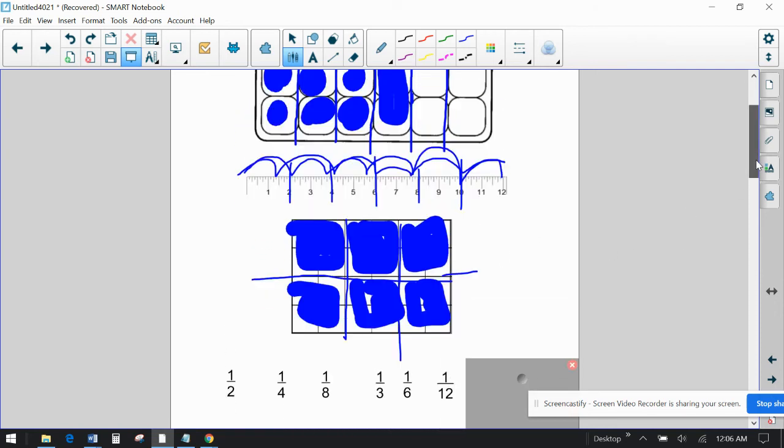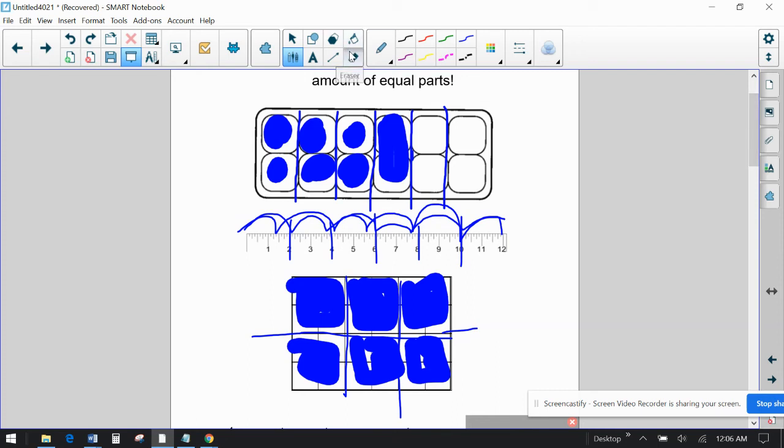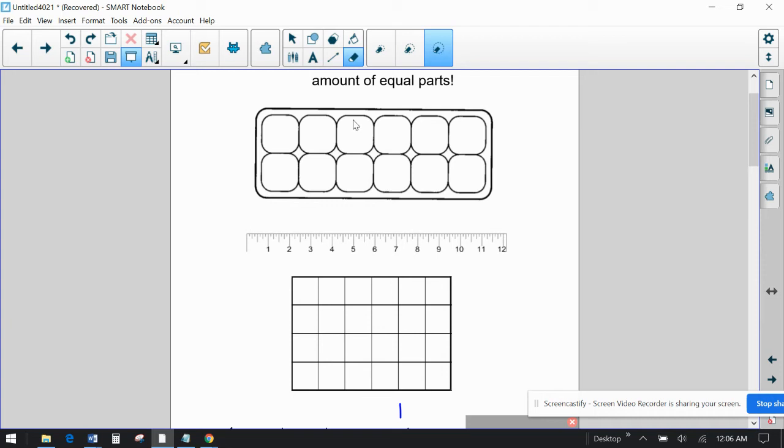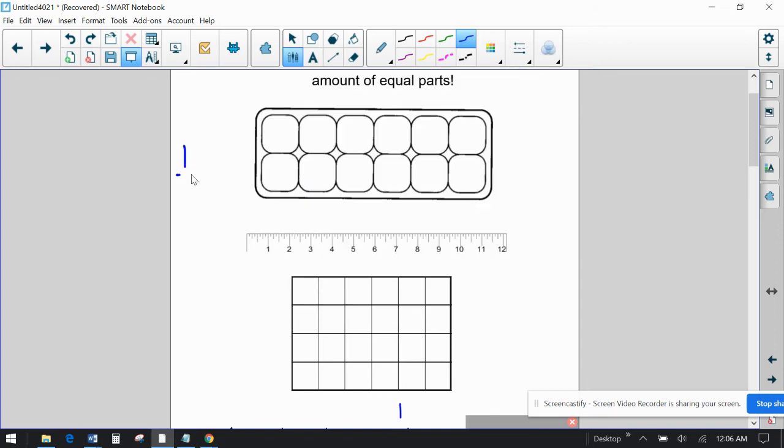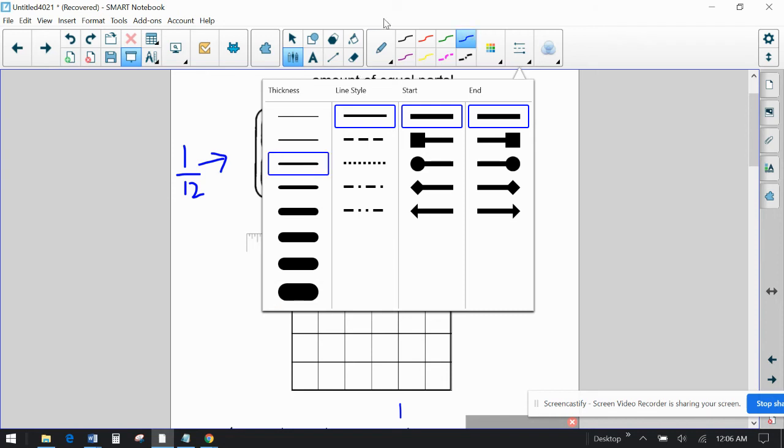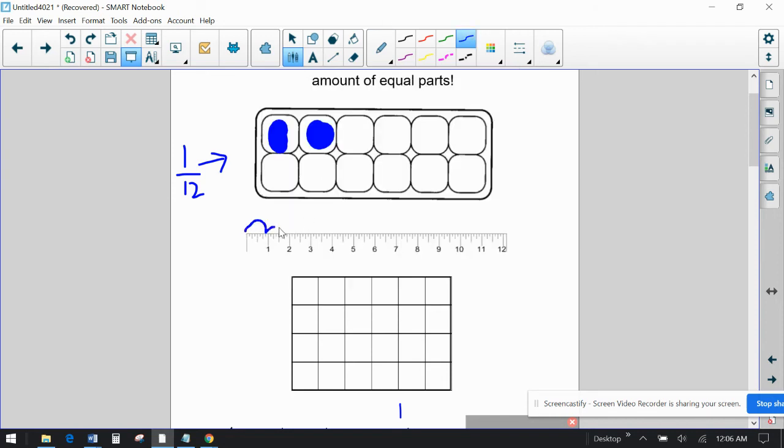Twelfths is pretty straightforward when we're talking about our egg carton, because for 1/12, the 12 actually matches the amount of equal parts. So twelfths are simple. 1/12, 2/12. Same thing with our ruler. 1/12, 2/12, 3/12.